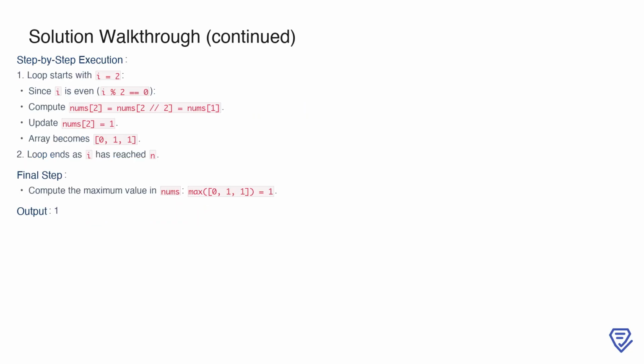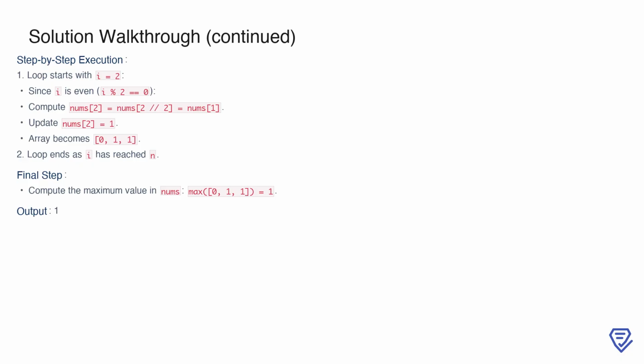Now, let's look at the case where n equals 2. The input is 2, so we initialize an array called nums with a size of n plus 1, which translates to a size of 3. Initially, all elements in this array are set to 0, giving us 0, 0, 0. Next, we manually set nums[1] to 1 based on the problem's rules, updating the array to 0, 1, 0.